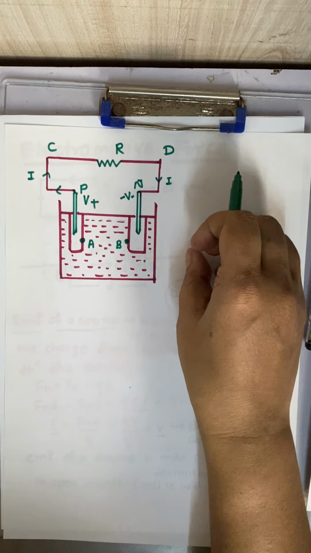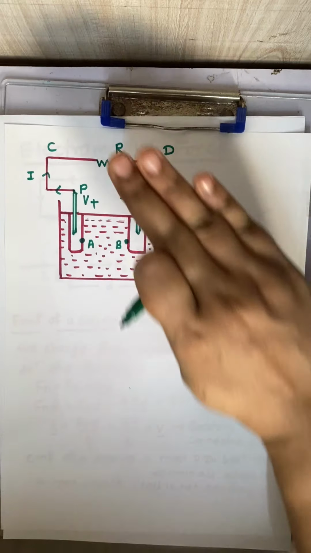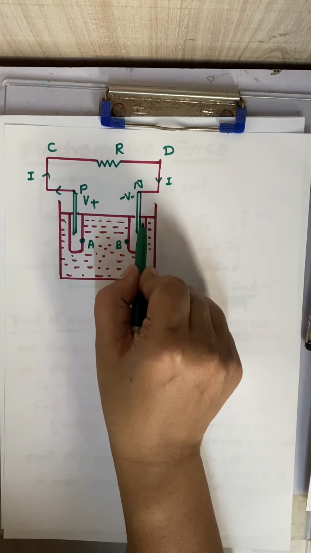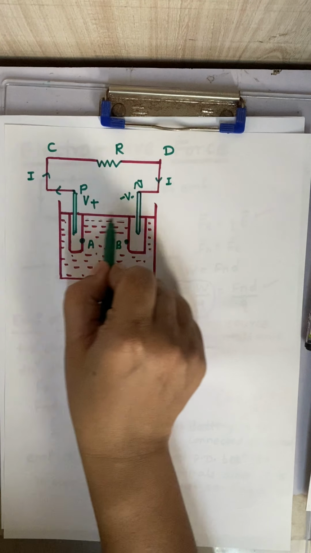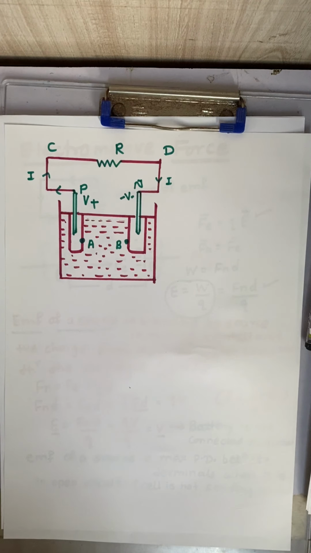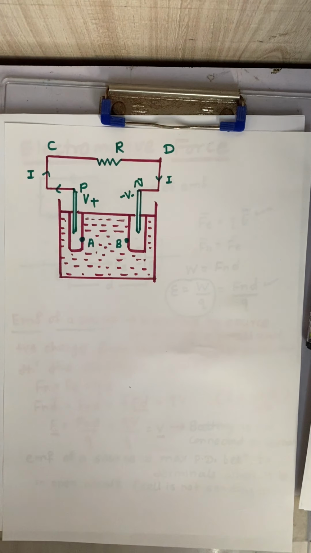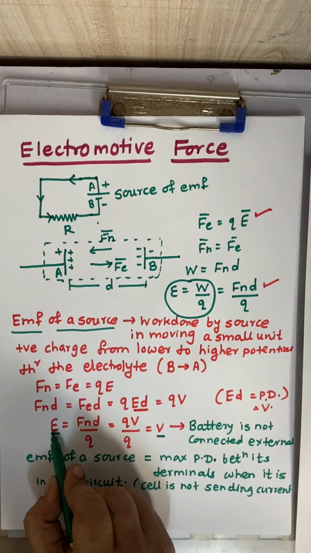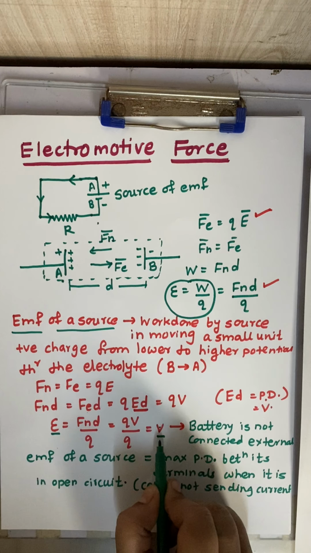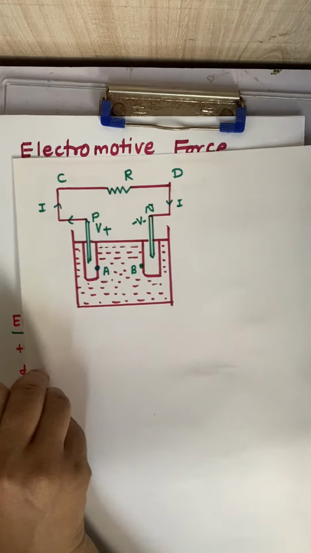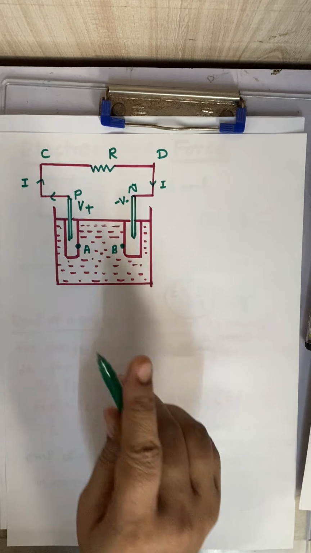So when no current flows through the cell, that is, when there is no external resistance, the electrolyte maintains the same potential throughout. We have studied that when no current flows through the circuit, E is equal to V. That means the EMF of the cell is nothing but the potential difference between the two terminals of the electrodes.